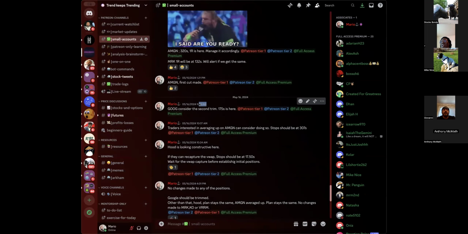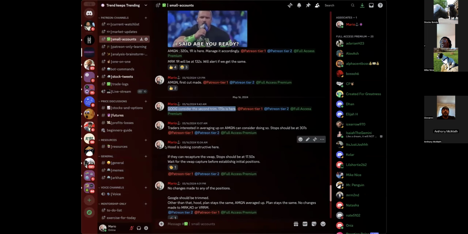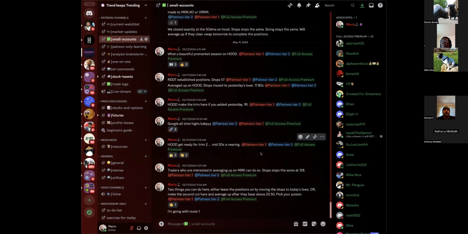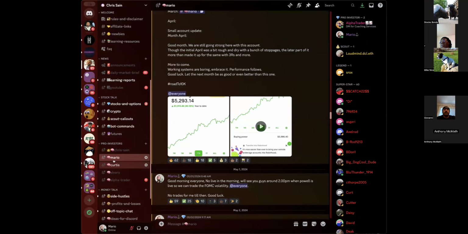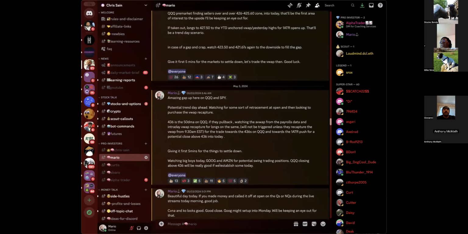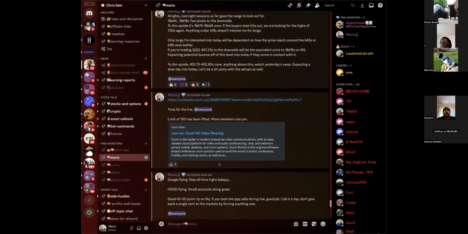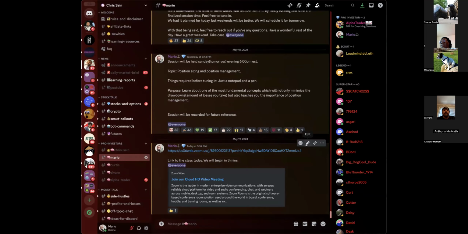When we enter, consider the second trim 175. Hood is looking constructive, and I'm opening a new position right here, and every detail will be logged right here in my server as well. If you can't join the live streams, I will try to record every single one of them so you can just go over it, and the links will be posted right here under the Mario tab. Keep an eye out for it every morning at around 9 o'clock to 9:15. That's where you'll find me.